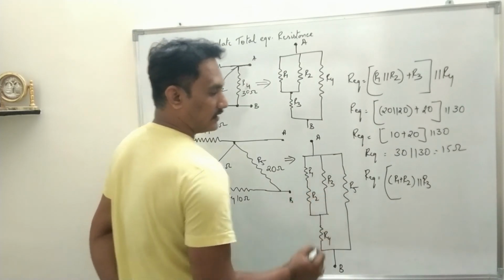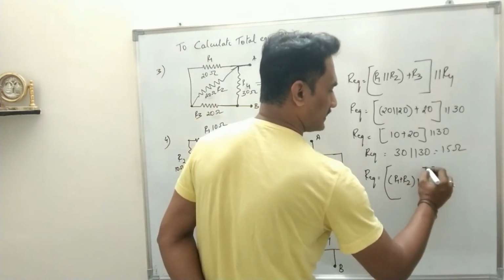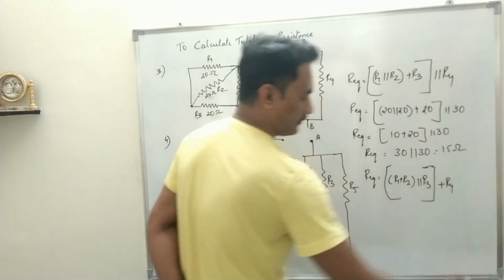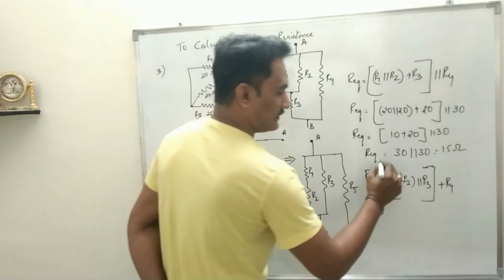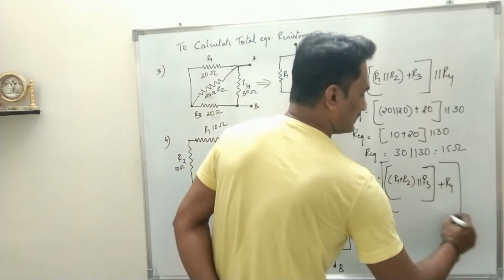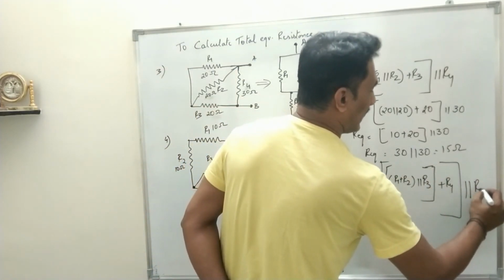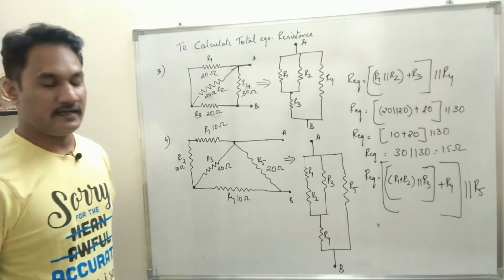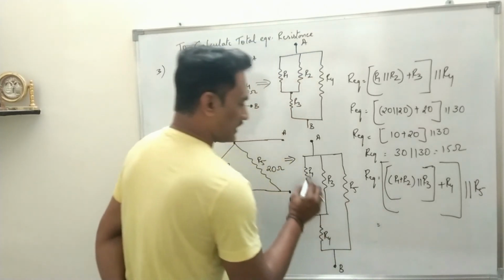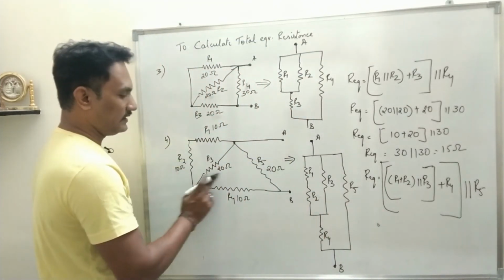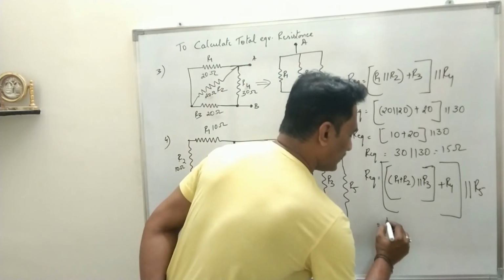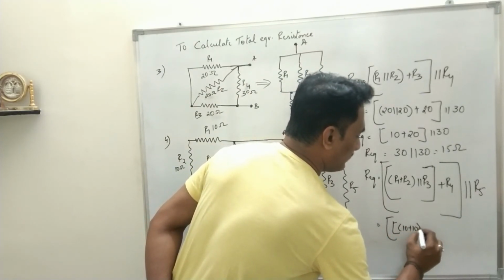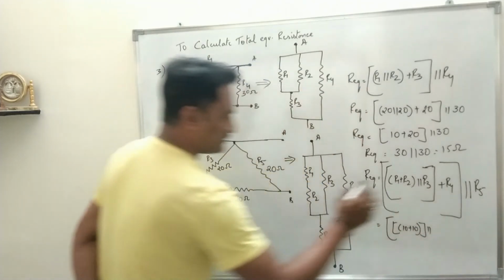R1 plus R2 parallel to R3, and this combination is in series with R4. So this is done, and this entire combination is in parallel to R5. So you now just have to substitute the value and get the answer. So what is R1 plus R2? See the values 10, 10, 20, 10. So let us substitute the value as 10 plus 10 parallel, what is R3?